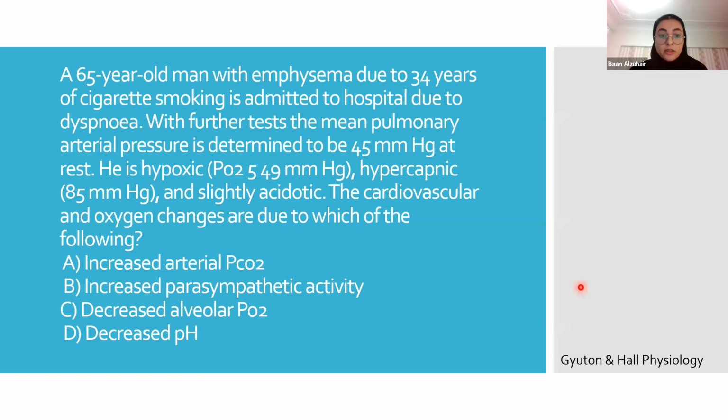Okay, let's go back to the question. He's hypercapnic, he's hypoxic, and slightly acidotic. Okay, so he's gonna have decreased alveolar O2 because, well, he's hypoxic and he has emphysema, so he's not breathing in as much as he can.